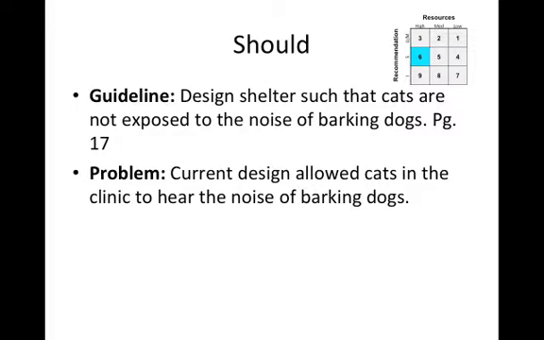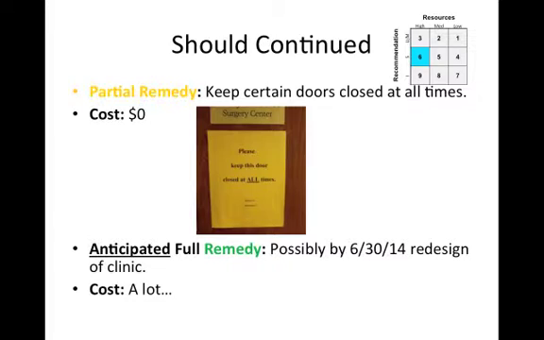So the current design allowed cats in the clinic to hear the noise of barking dogs, and it was only cats in the clinic. So for them, they started keeping doors closed that would have allowed the sound of barking dogs to come through. Again, it sounds so simple. I cannot tell you how many shelters I've been to where that's the remedy, but it just doesn't happen because people aren't thinking about it, because you're not a cat. And so when you hear the sound of barking dogs, it doesn't seem as important to you as it might if you were a cat.